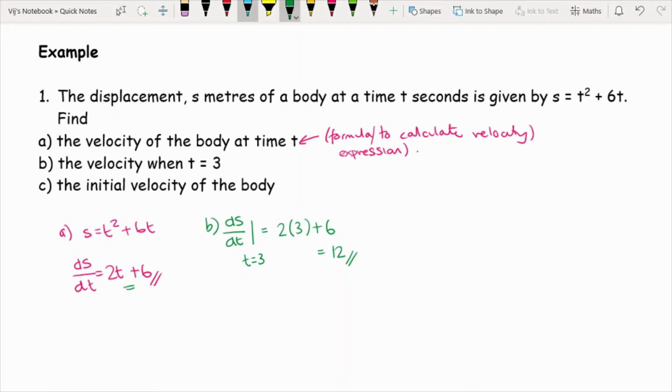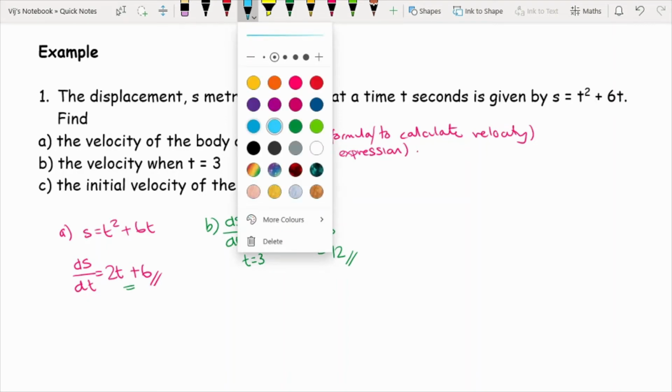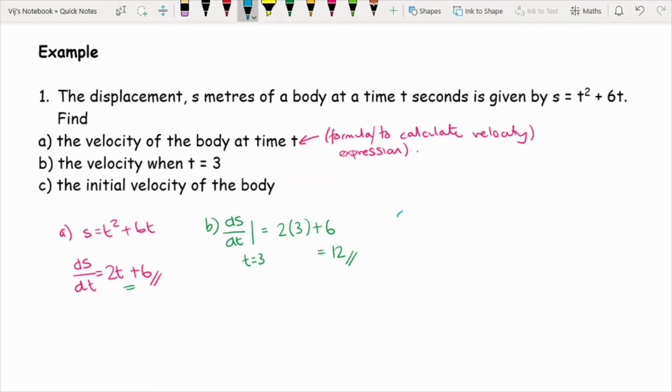And then finally for C, let's go for this blue. For C, what I need to do is work out the initial velocity. So that's going to be ds over dt, and I'm working out when t equals 0. So I'm substituting 0 in, so I've got 2 times 0 plus 6, which is just going to give me 6.